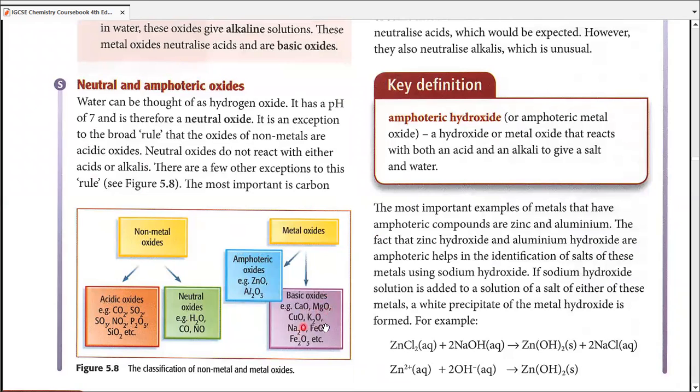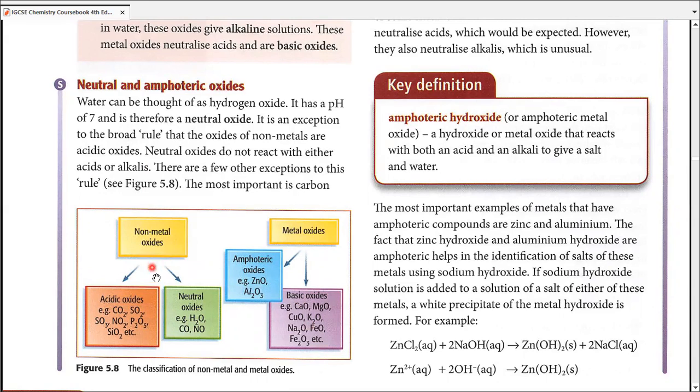On the other hand, metal oxides are basic oxides. Calcium, magnesium, copper, sodium, potassium oxides are all basic oxides. When dissolved in water, they act like bases. Even if they're not dissolved in water, they can always neutralize the acidic effect, and hence are known as basic oxides.